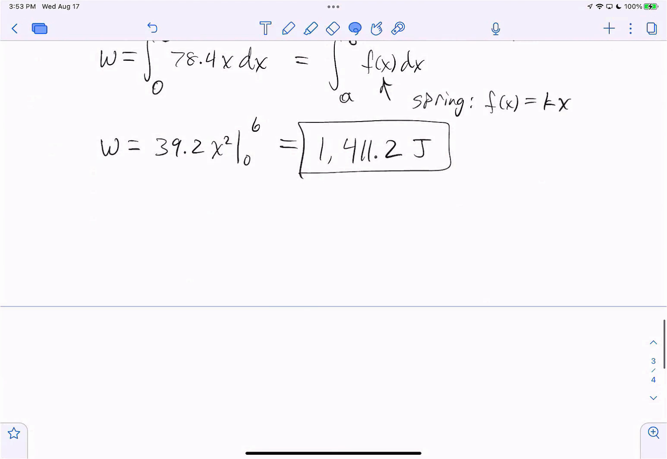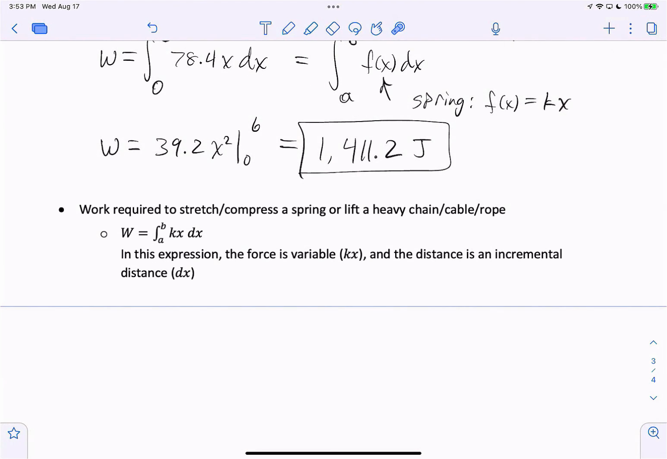In general, we can say that the work required to stretch or compress a spring or to lift a heavy chain, rope, cable, that's the kind of thing you'll see in these problems, is W equals the integral from a to b of kx dx, where kx is a variable force and dx represents the incremental distance delta x, but of course in the integral, once we take a limit, we write that as dx.